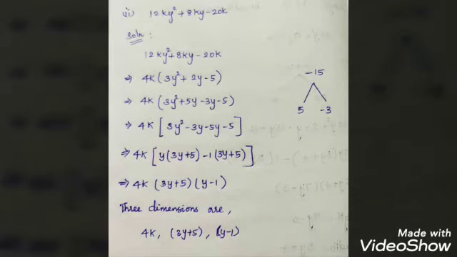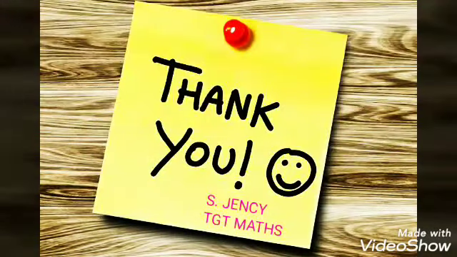Then your second question, 12ky square plus 8ky minus 20k. As usual, we are multiplying and what are we getting? First we are taking 4k common outside. So what are the remaining? 3y square plus 2y minus 5. So 3 into 5 will give you minus 15. What are the factors? 5 and minus 3. So 4k into (3y square minus 3y plus 5y minus 5). In the first two terms y is common, y into (3y plus 5), and in the second two terms minus 1 is common. So 4k into (3y plus 5) into (y minus 1).